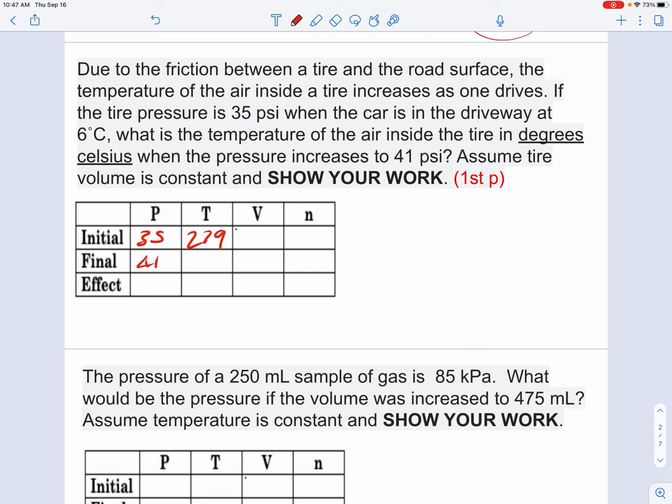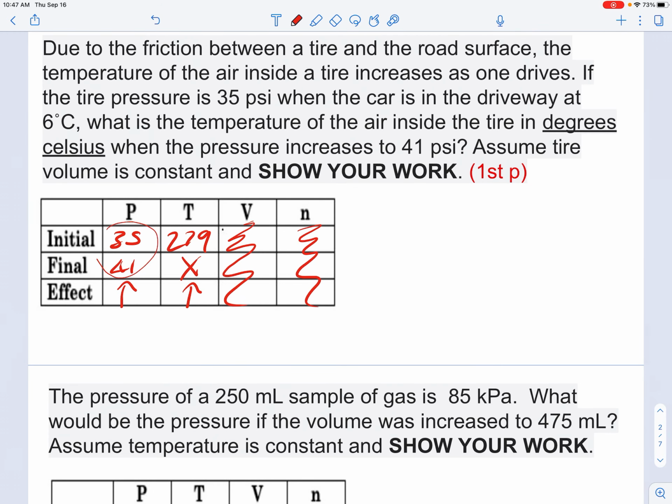So our final pressure is going to be 41. The temperature is what we want to work out. The volume of the tire, they're saying, is constant, and the amount of gas in the tire is constant. So we can see here pressure's going up, and we know temperature goes up because they're telling us with pressure. So since we want the temperature to increase, we're going to create a fraction that is going to have the bigger number on top, because an improper fraction has got a value of greater than 1. So 41 over 35 multiplied by 279.